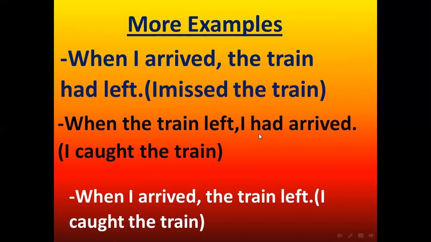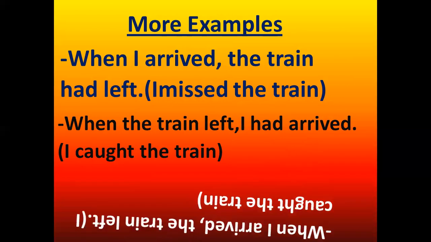When the train left, I had arrived. I had arrived is the first action, and after that, the train left. So I caught the train. When I arrived, the train left. It means I caught the train. So it is very important to know the first action and the second action, which action is the first and which one is the second.